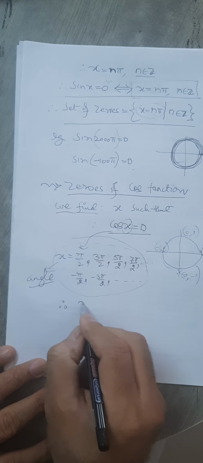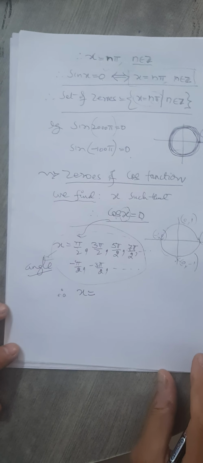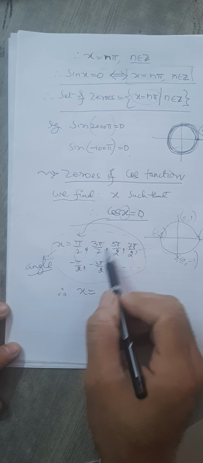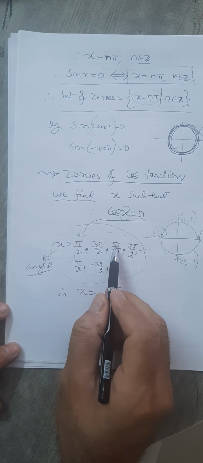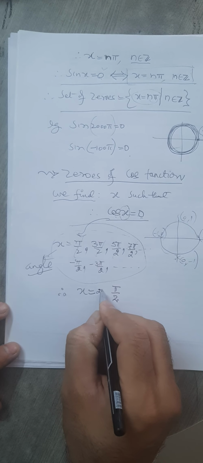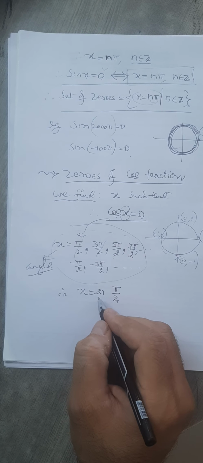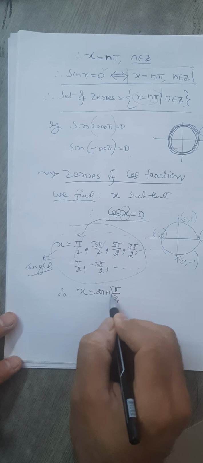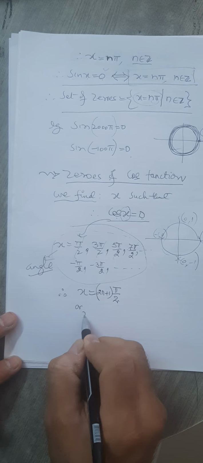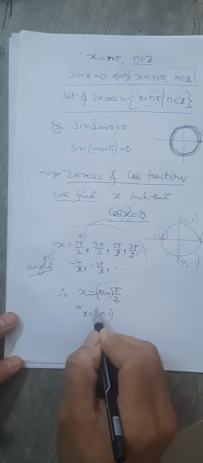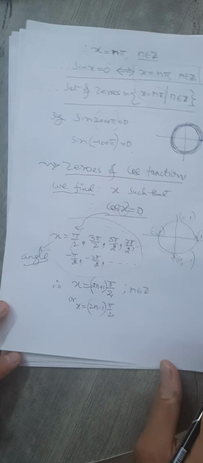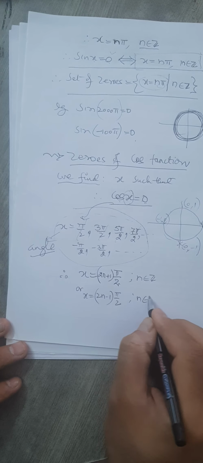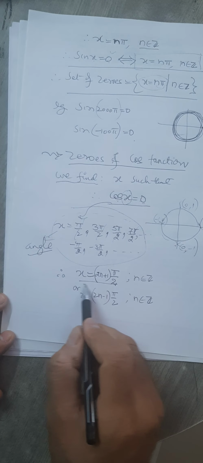In general, you can write x equals, see, everywhere you have pi by 2, remember. Now this is 1, 3, 5, 7. These are nothing but odd numbers. So you can write 2n minus 1 or 2n plus 1, whatever you want to write. Both are correct, both are fine, remember. n belongs to Z, all integers. This is the general set of zeros.